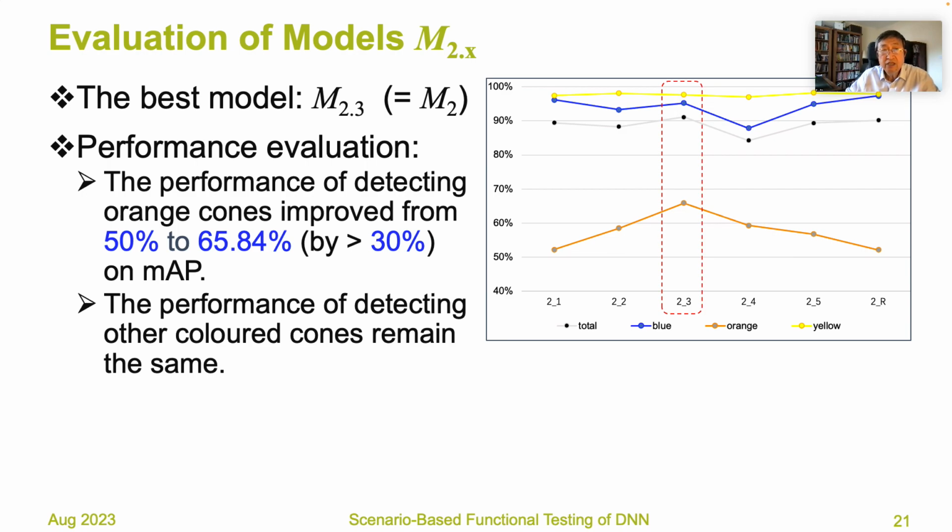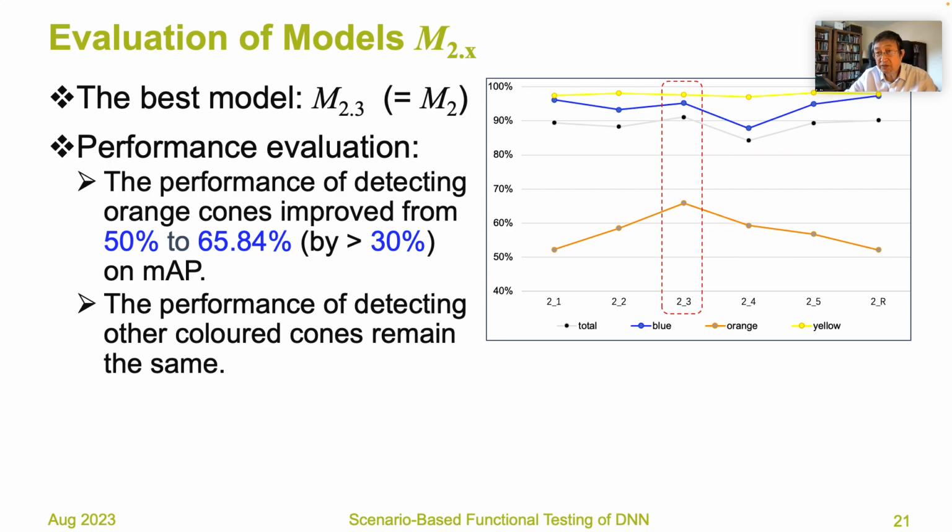And we see M2.3 has the best performance, which means 30% of the original data is selected at random and then the data morphism is applied to generate synthetic data, plus 10% of the original data to train the model. Especially, it improves the performance of detecting orange cones from 60% to 65.84%, which is bigger than a 30% increase.